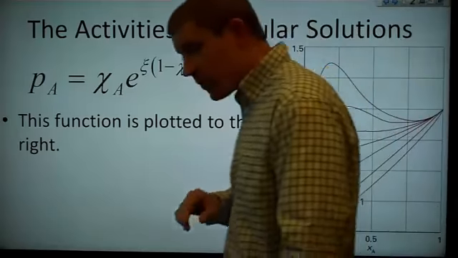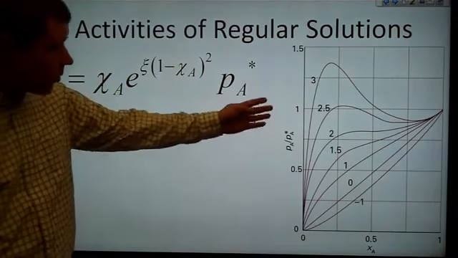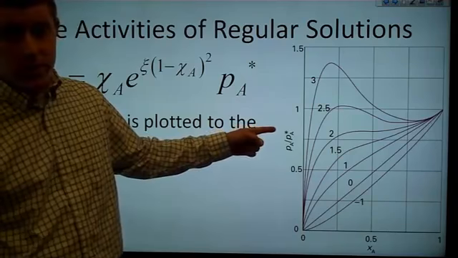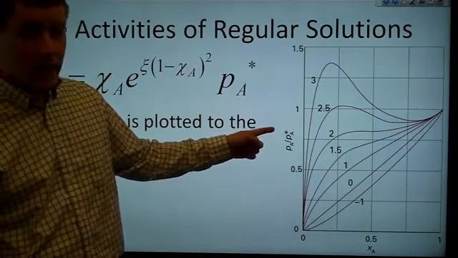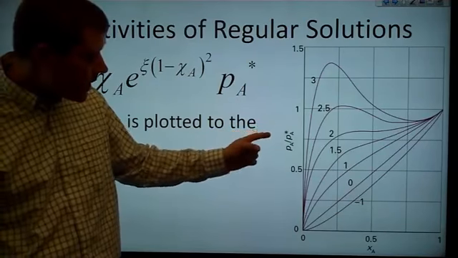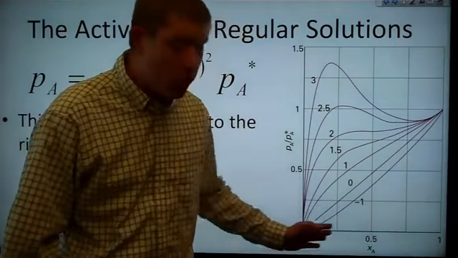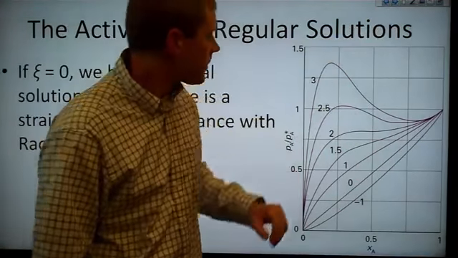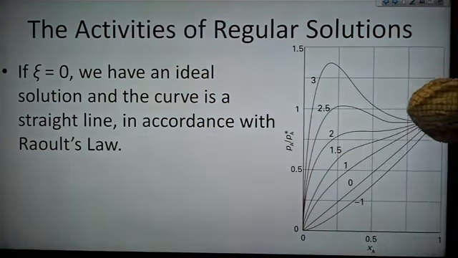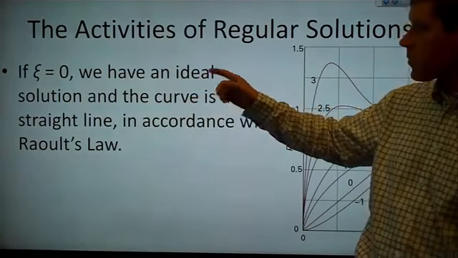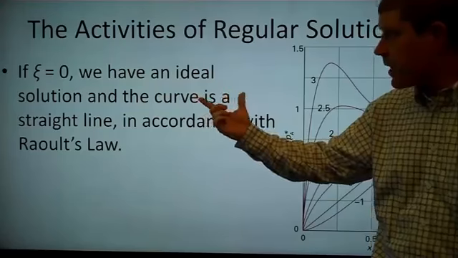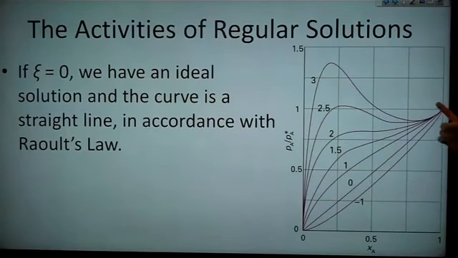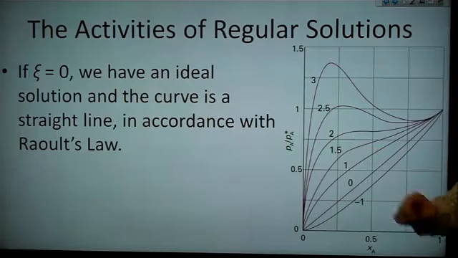Now this function is plotted to the right. Here we have the ratio of the vapor pressure of A to the vapor pressure of pure A, P A over P A star, as a function of the mole fraction of A. If xi is equal to 0, then we have an ideal solution, and our curve is a straight line, just like it should be for Raoult's law.